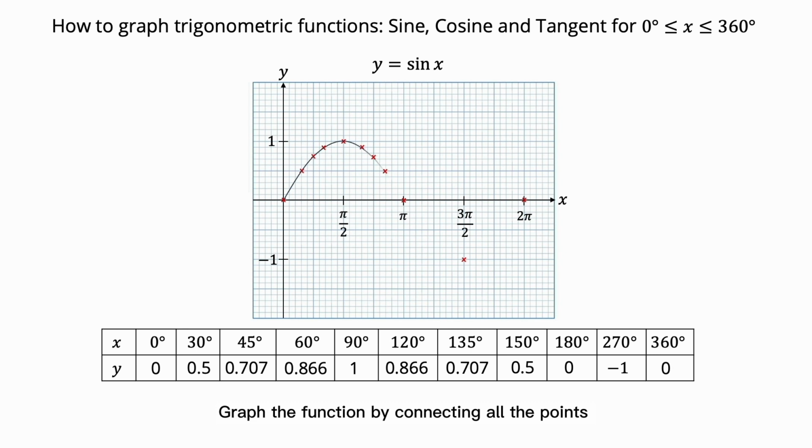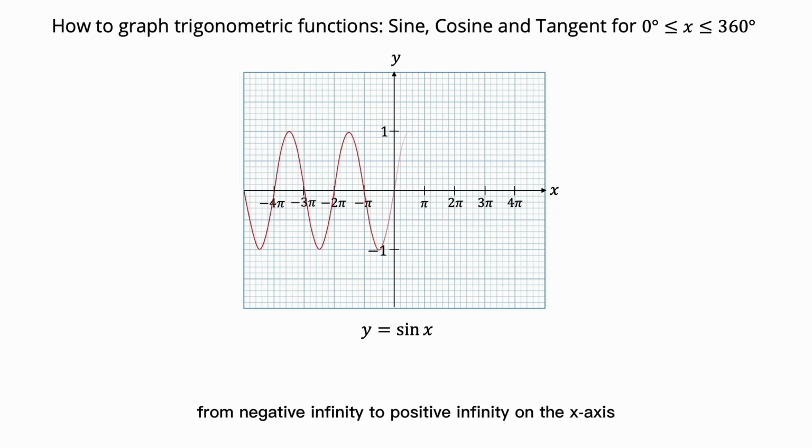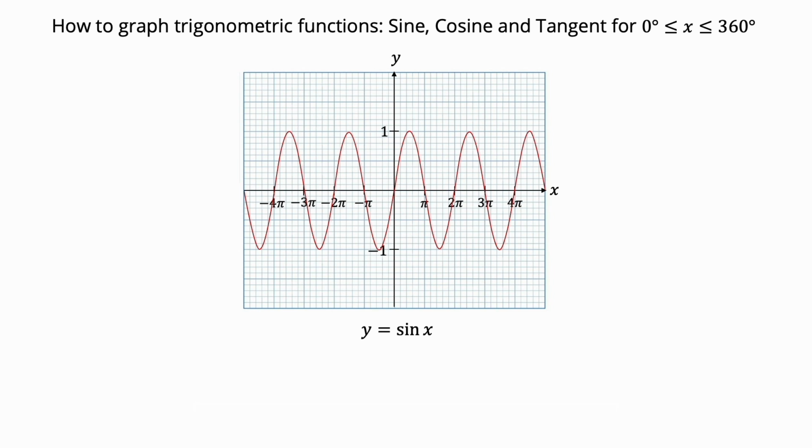Graph the function by connecting all the points with a smooth curve. A sine function has an up-down curve. We can then extend the graph to the right and to the left because we know that the graph repeats itself every 2 pi radians or 360 degrees. Repeat the same shape from negative infinity to positive infinity on the x-axis.